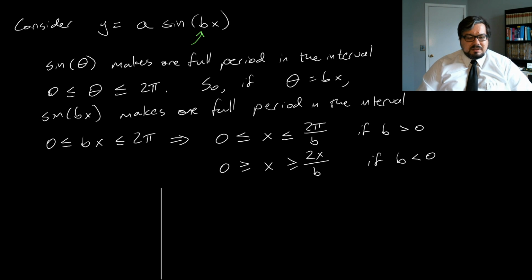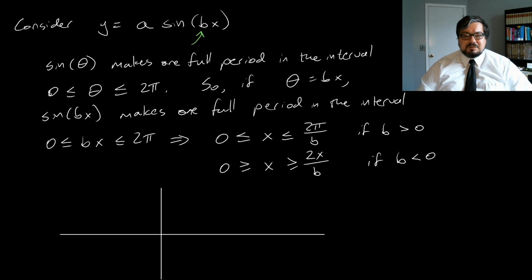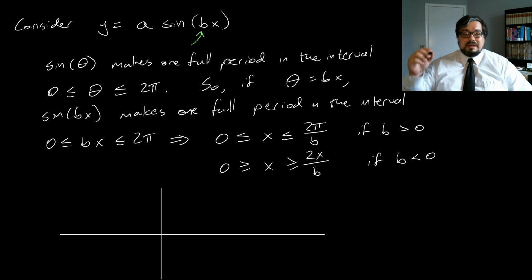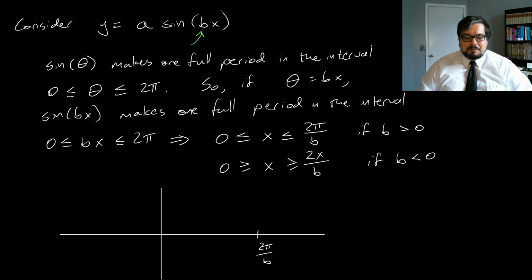So what this means is that in either case, and we'll do an example in a minute where we go through this in more detail, whereas the normal sine function does one full period from 0 to 1 to 0 to -1 back to 0 within the interval from 0 to 2 pi, this function, a sine bx, is going to do one full period in the interval from 0 to 2 pi over b, if b is positive, and from 2 pi over b to 0 if b is negative.